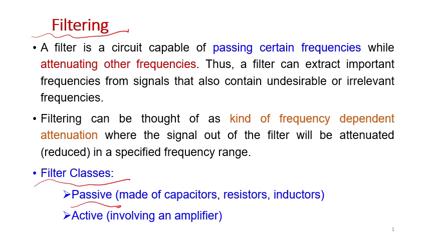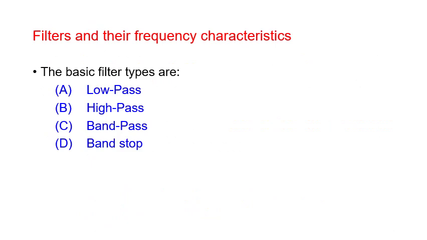Now the filters have two classes mainly. They are passive, which are made of capacitor, resistor, and inductor, and active, where we use the amplifier discussed just now, but with different circuit arrangement, we can make it a filter. We will start the theory of filter. Mainly here we are going to discuss the low pass filter. So let us think of filter types so that we can understand the low pass filter.